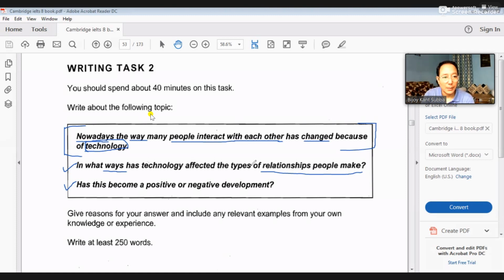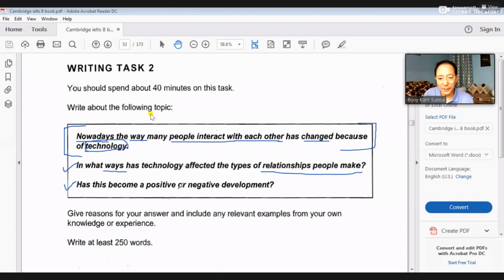So you'll have to make a list. Plan, make a list of this. Okay. So you'll have to write ways technology has affected relationships, positive and negative. The effect of technology on relationships can be both positive and negative, you know? So you'll have to make a list of around 2-3 reasons in a positive and negative way.